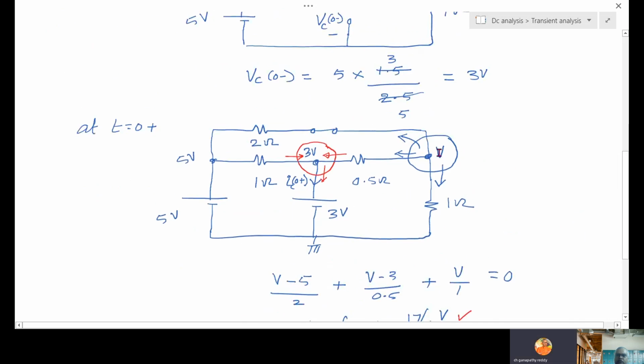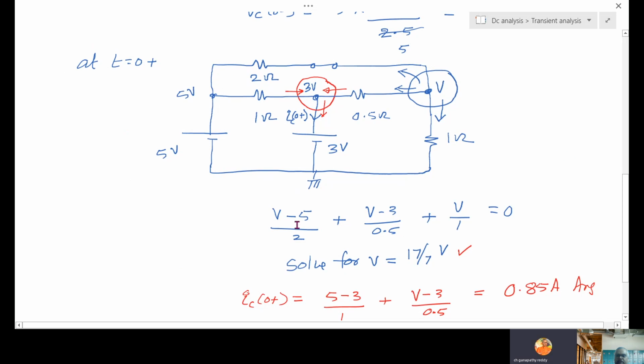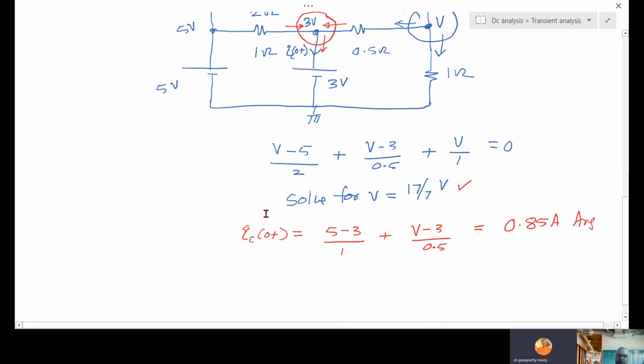Without knowing this voltage, you can't get this current. That's why I've written one nodal equation, solved for V, then IC 0 plus. No other way.